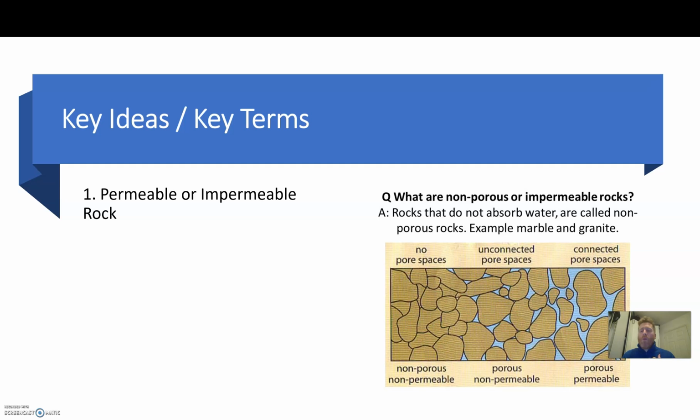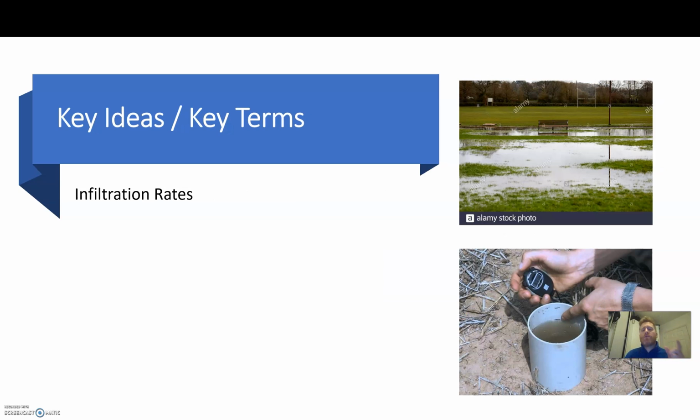Just a reminder, when we're talking about flooding, we're looking at what can stop the water reaching the river, or what can slow down the water reaching the river. After a rainfall event, the faster the water gets into the river, the quicker or the more likely it is to flood. I think I missed one out. Here we go, infiltration rates.